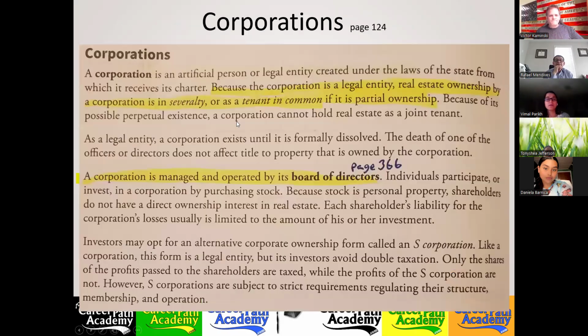All right. Tenant in common. So let's highlight under corporations here on page 124. Because a corporation is a legal entity, real estate ownership by corporations in severalty or as tenants in common if it's a partial ownership. And then two paragraphs down, a corporation is managed and operated by its board of directors. And I got a little cross-reference here, page 366, above board of directors.